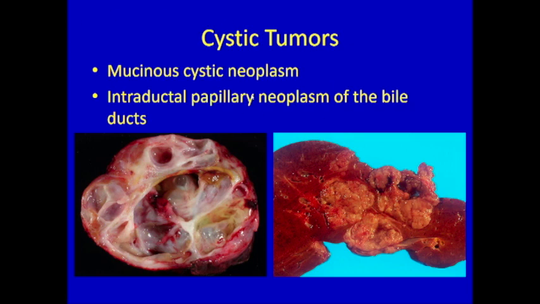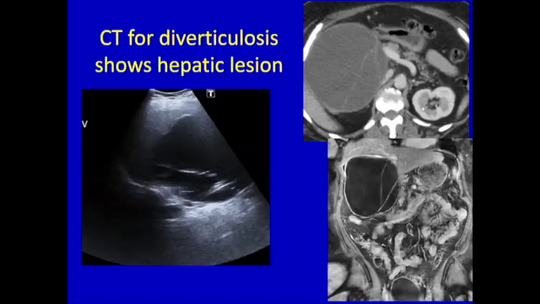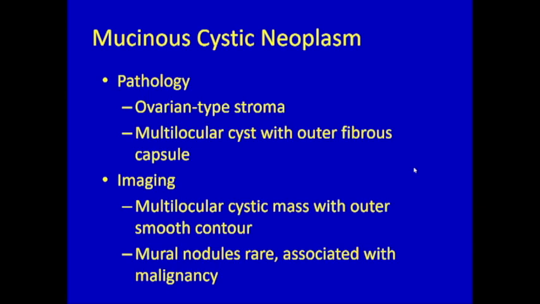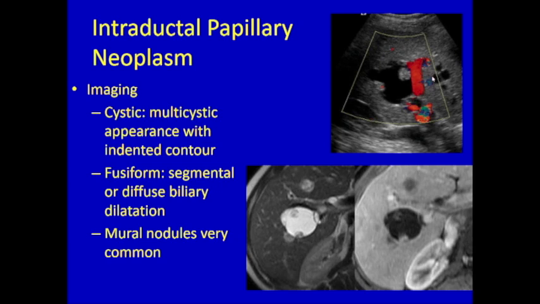These have been renamed. They used to be cystadenomas. They are now called intraductal papillary neoplasms of the bile duct. And they have septations, which can enhance. If they are simple, thin septations, don't worry about them. But once they start forming thicker septations, nodular septations, then you have to think about malignancy. So mural nodules are rare in the mucinous cystic neoplasm. This used to be your papillary cystadenoma, okay?